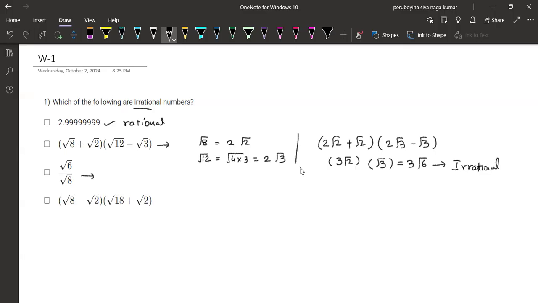And 3 root 6 is irrational. If you see the third option, root 6 by root 8, so 6 by 8 you can write under root. And it is getting cancelled, 3 fours are 12, 2 fours are 8, so root 3 by 2. Root 3 by 2 is also an irrational number.